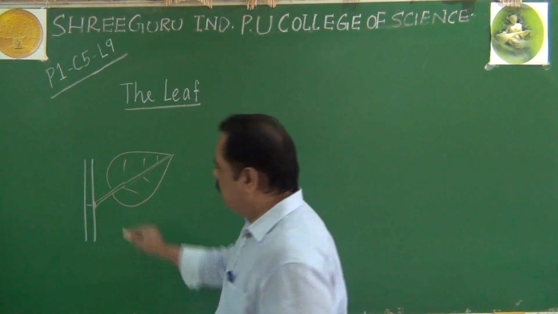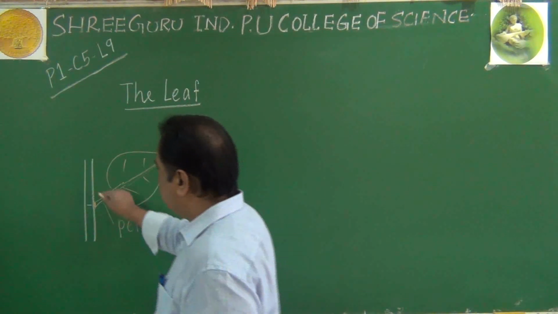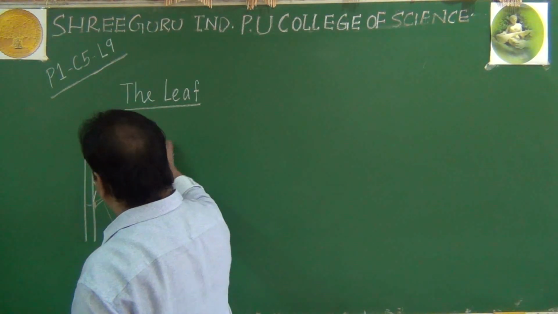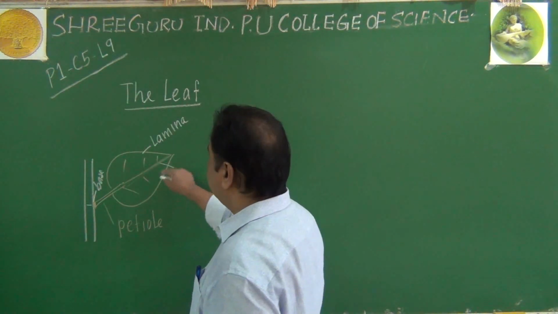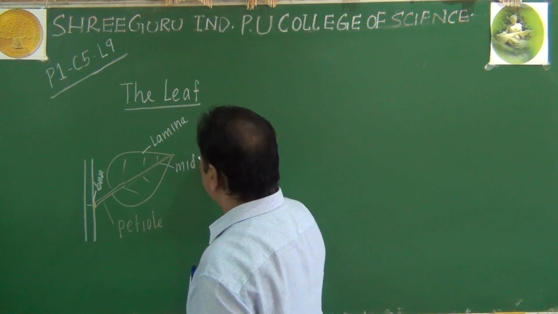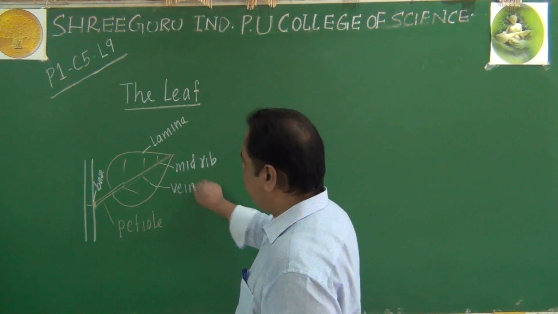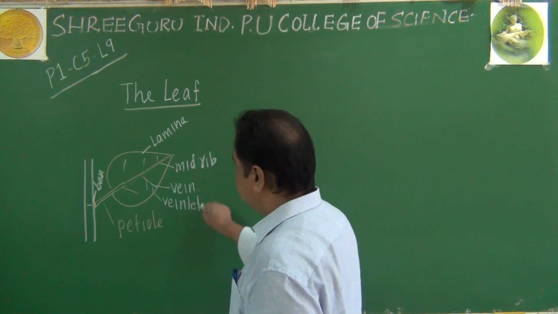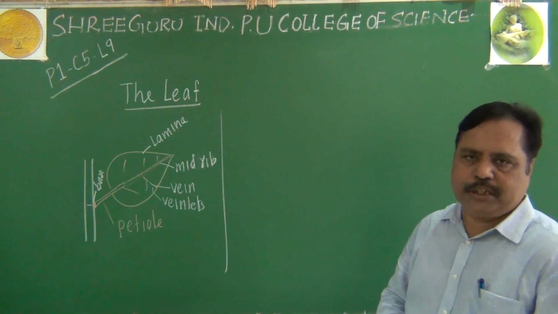You may be remembering, this stalk is called petiole. This is called the base. This is known as lamina, and here the vein, otherwise the midrib, is present. This one is known as vein. If any branches are there, they are called veinlets. So it is a typical type of leaf structure.